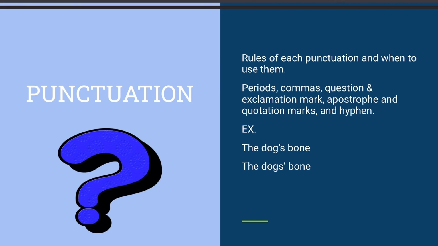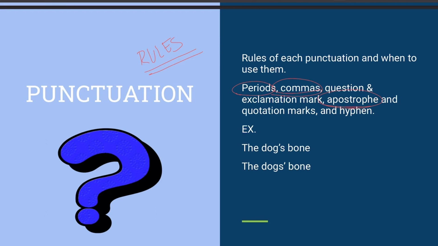Punctuation is another topic that is all about rules, right? So again, go through all the rules, when to use them, when not to use them. Go through the rules of periods, commas, questions and exclamation marks, apostrophes and quotation marks, and also the hyphen. One big one that I've seen is periods, commas, and apostrophes. These three are the biggest ones in the HESI section, so for sure go through those.